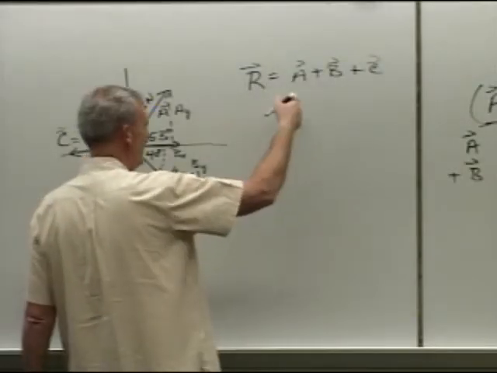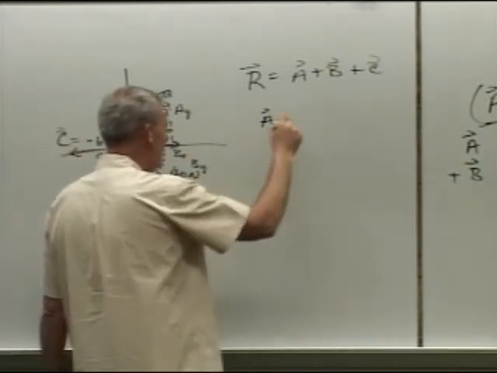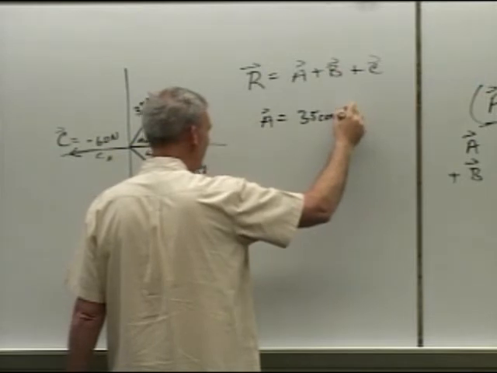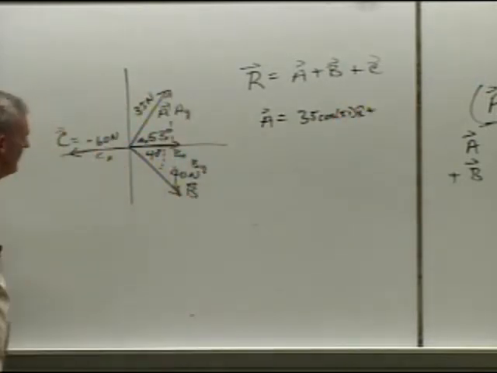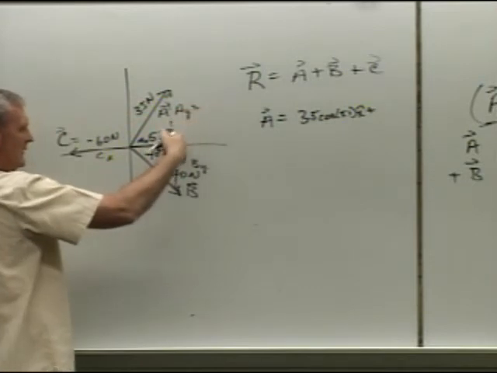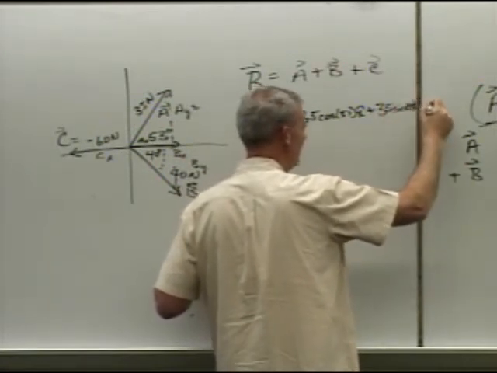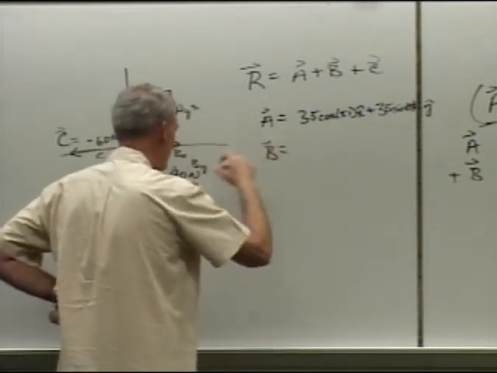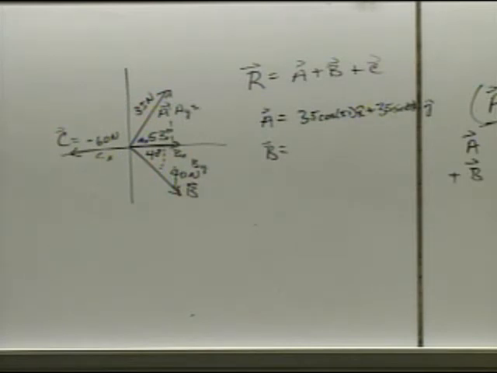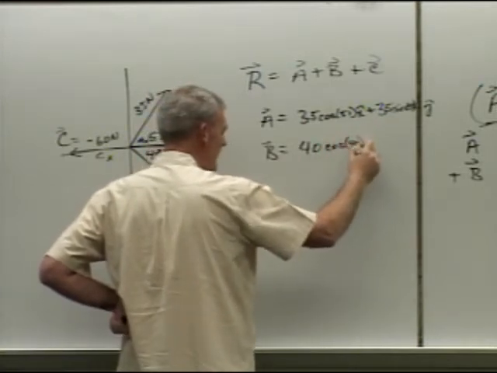So we've got R then is going to be A plus B plus C. So A is equal to the AX component, which is going to be 35 cosine of 53 in the x hat direction, plus what? What's the Y component of vector A? This guy. He's going to be, right, 35 sine of 53 in the y direction. B is going to be what? What's the x component of B going to be? Oh, I probably should have made him different. 40 cosine of 40 in the x hat direction.